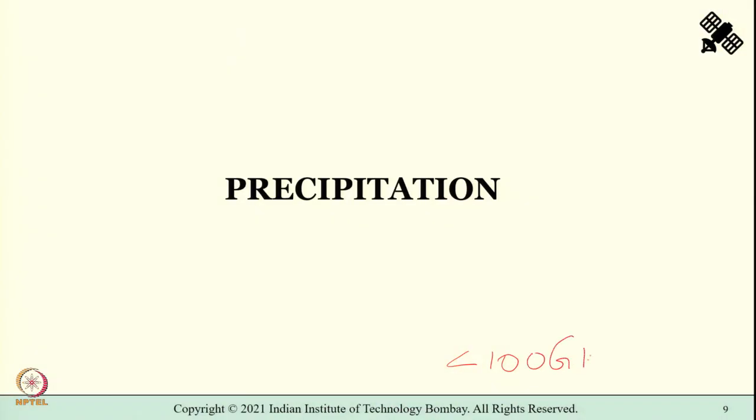But in the case of microwave measurements, they are able to penetrate clouds, and especially the frequencies below 100 gigahertz, let me write that down, below 100 gigahertz, are best suited for measuring precipitation because they coincide with the atmospheric windows. Remember, atmospheric windows, not a new term for you. So, the frequencies which are less than 100 gigahertz coincide with the atmospheric windows, and hence they are suitable for the study of precipitation.